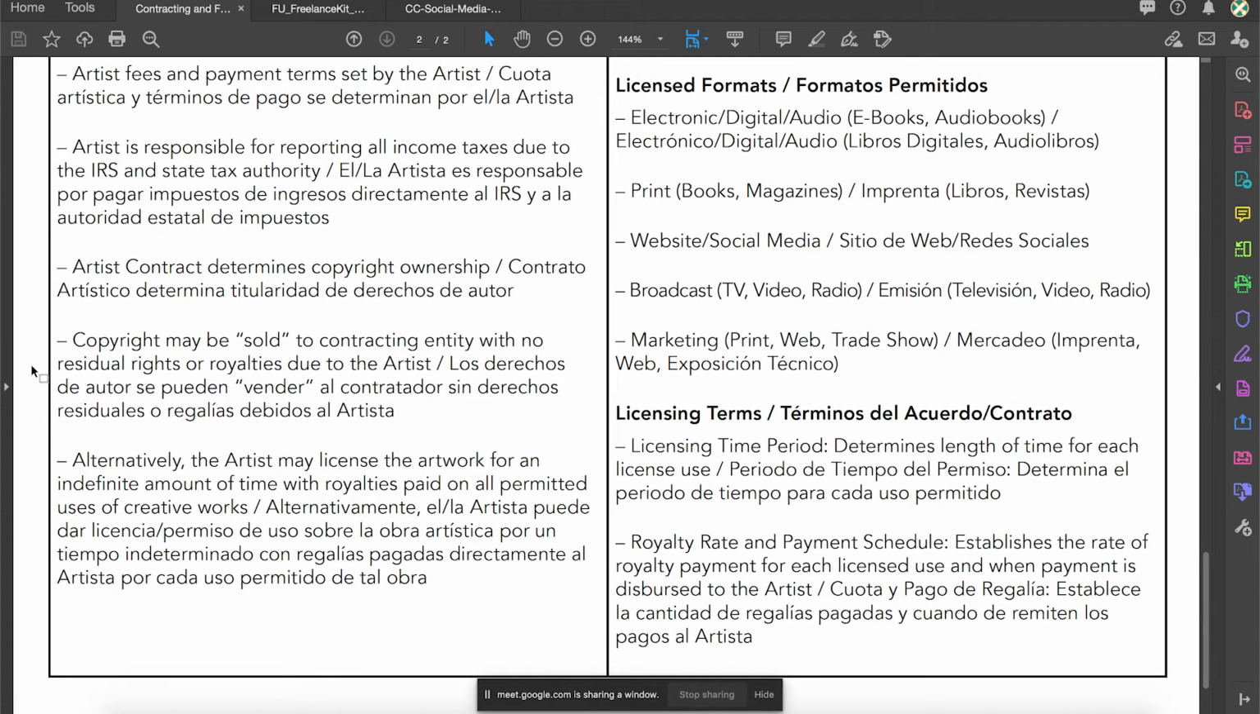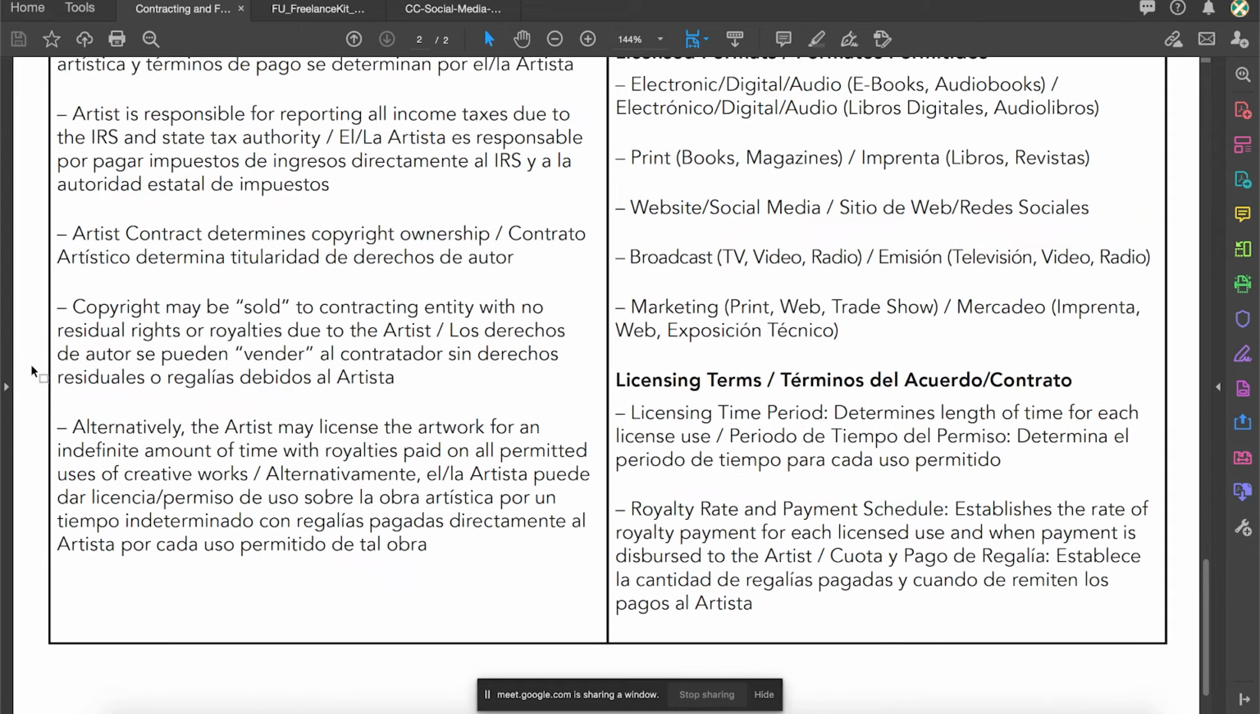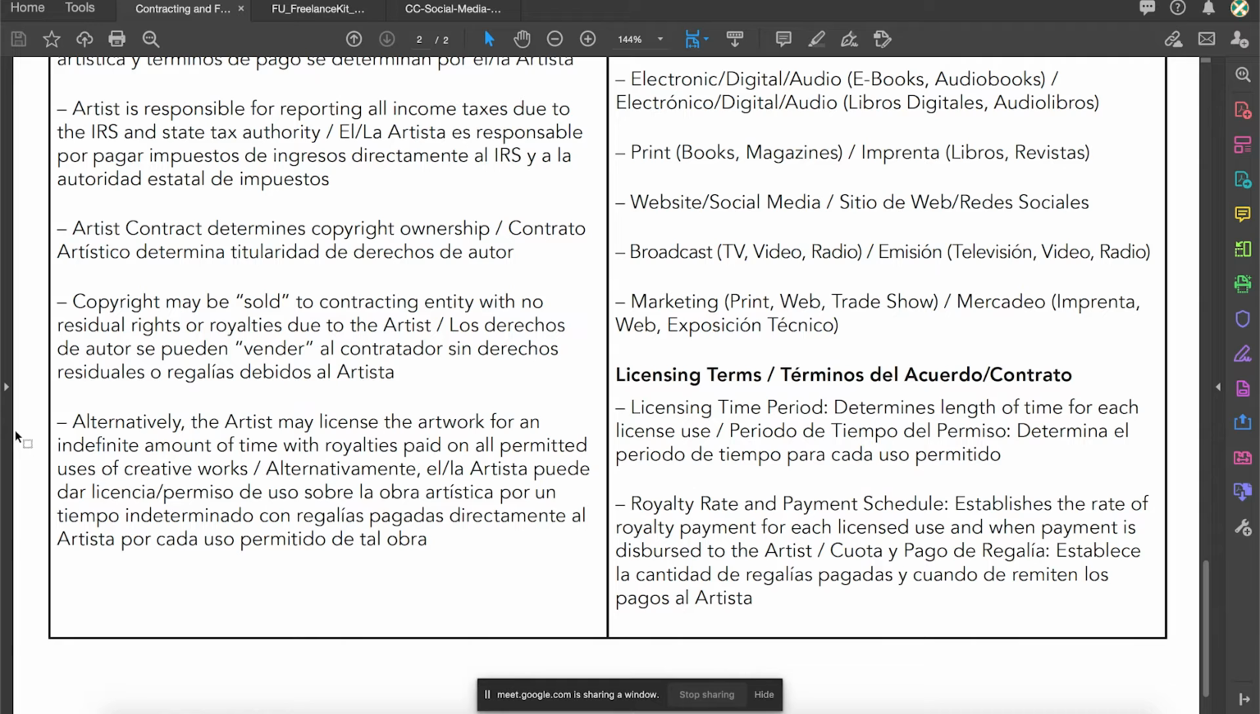So that's something that might be necessary for a particular kind of contract that you get through a work for hire thing. The alternative to that is that you can always license the artwork for a set amount of time. So you could say 3 months, you could say 1 year. You could say forever until they no longer want to use it and they sign a statement saying that all the rights revert back to you.